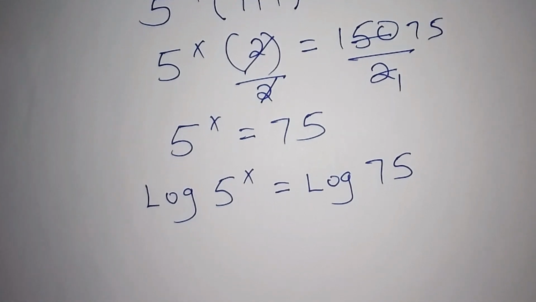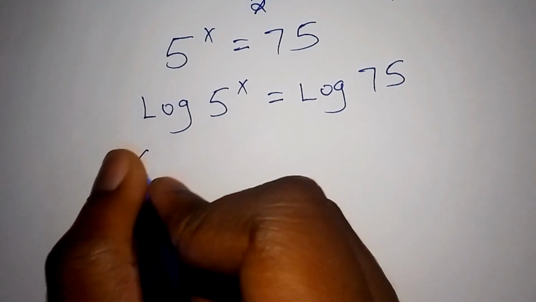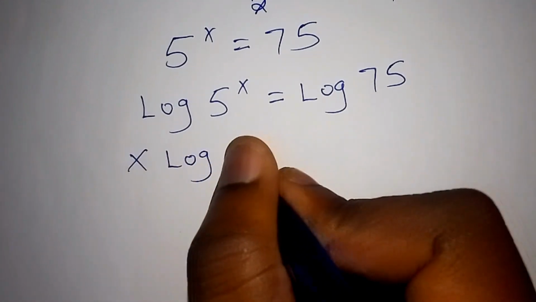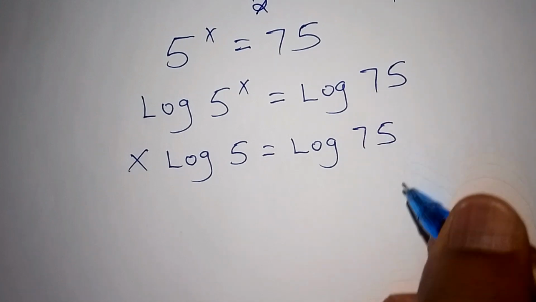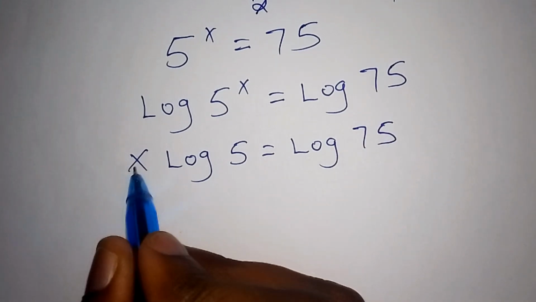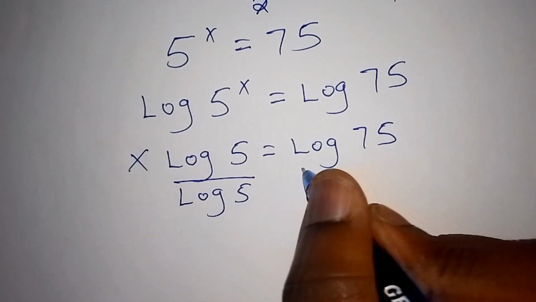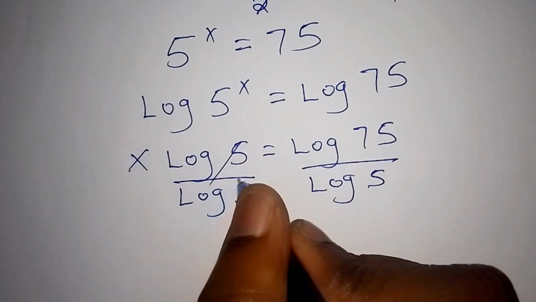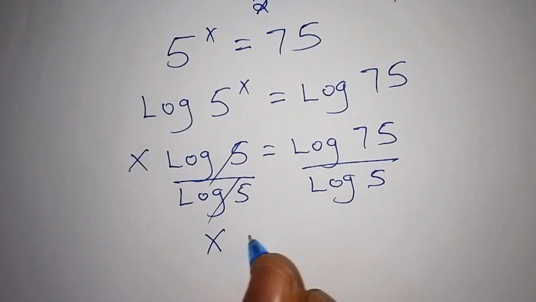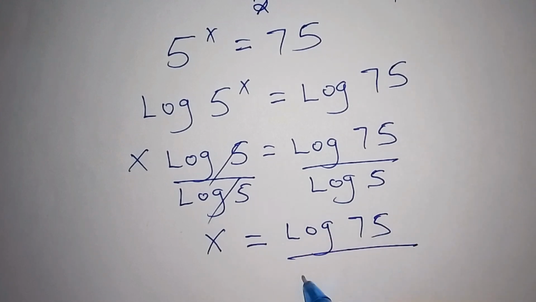The log of 5 to the power of x can also be written as x log 5, which is equal to log 75. From there, we can remain with x on this side by dividing both sides by the log of 5. The log of 5 and the log of 5 cancel. Now our x will be equal to the log of 75 all over the log of 5.